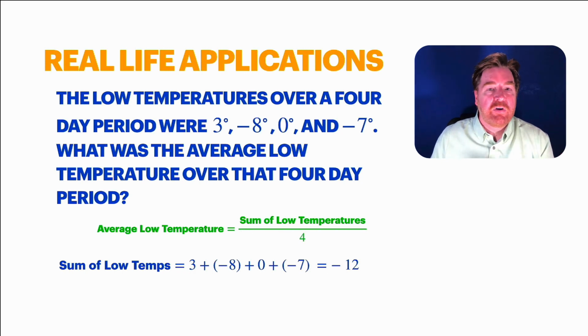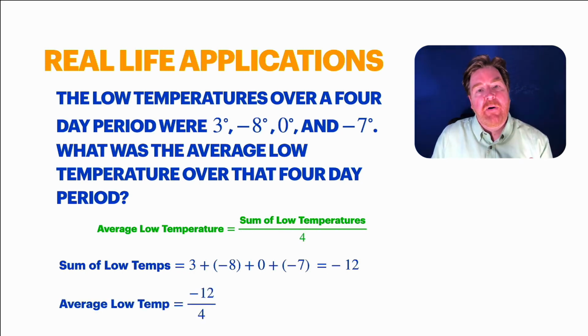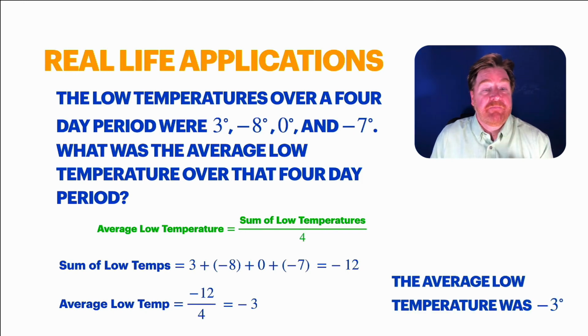And there we go. So to get the average low temperature, we need to take -12 and divide it by 4. And a negative divided by a positive is going to be negative, and in this case, -3. Here's our answer. The average low temperature was -3 degrees.